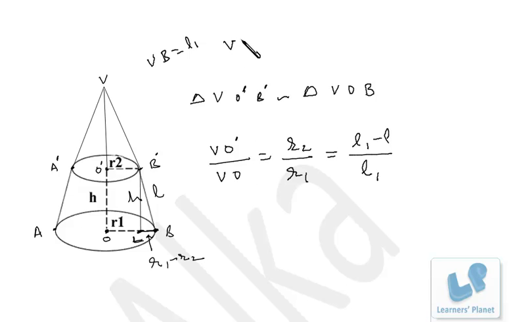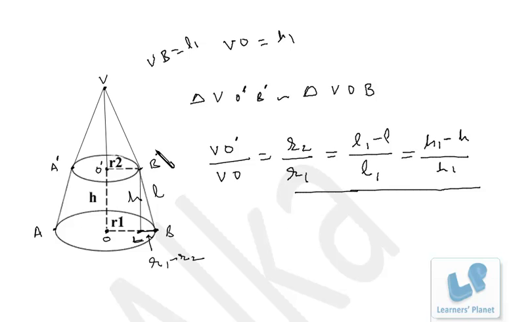Similarly, I assume VO, that is the total height of this cone, to be H1, right? So VO dash will be VO minus O dash O, right? So VO dash is H1 minus H, by VO is H1, right? So this is the relation that we have got.